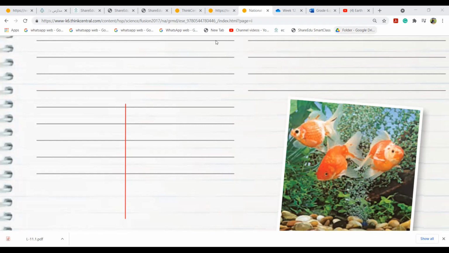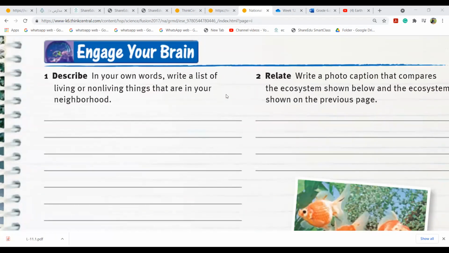Girls still did not finish. Show it to me on the camera. Miss, I'm in non-living things. Okay. What, Miss? Did you write? Miss, I can't see anything. It just shows me the fish picture and nothing else. Oh, now I see it. You have to write any non-living things and living things on your own.